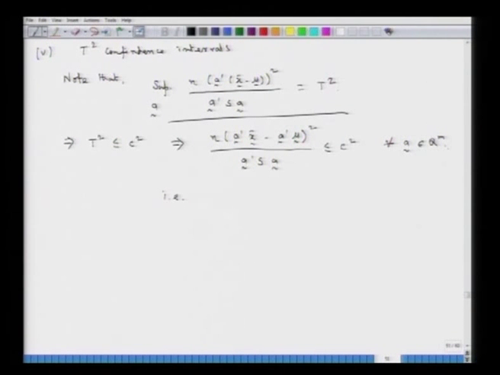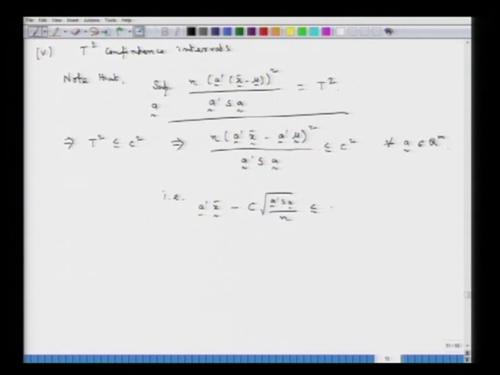That is, we can write this in the following way, that we will take this a prime x bar outside, this is minus c times under root of a prime S a, this divided by n.